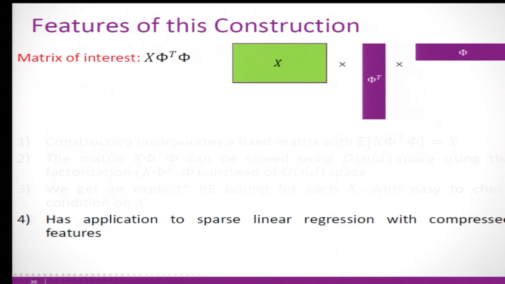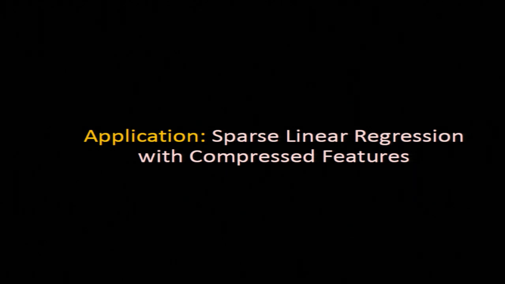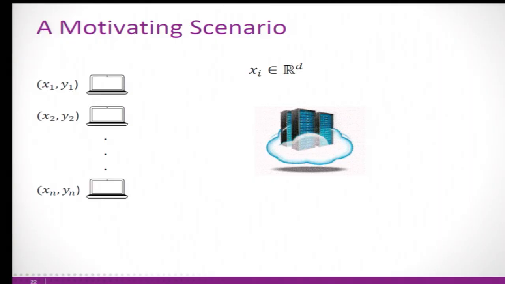Okay, so let me jump into the application. The reason people look into restricted eigenvalues is that it has applications in sparse linear regression, and we're going to discuss that in the next few slides. Let me motivate this scenario. Let's say that you have n machines who are trying to send some data to a cloud, and each of them creates an observation, a covariate and response variable, xi, yi, where xi is a d-dimensional vector and yi is a real number. Now you need to communicate these xi's, yi's to the cloud to run a sparse linear regression problem on the cloud.